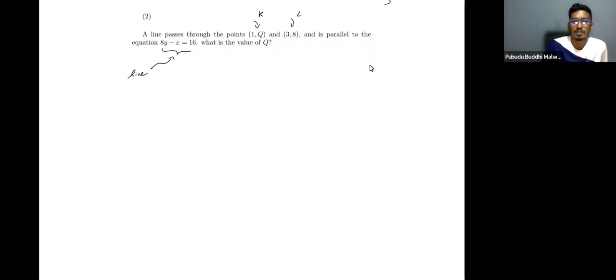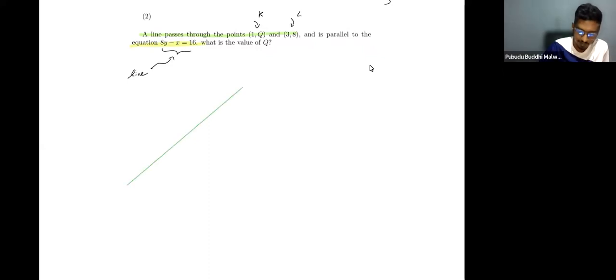Okay, so here basically we are talking about 2 lines. Can you understand that? So initially a line passes through the points, right? That's one line. Then parallel to the equation, so that's another line, right? But one thing's for sure, that is these 2 lines are parallel. So we can use that idea.